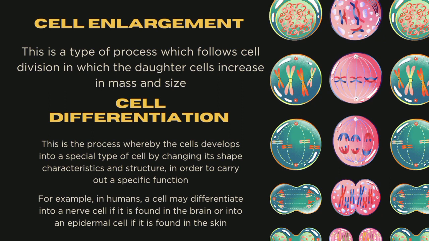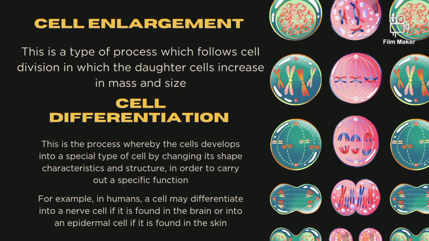Cell enlargement. This is the process which follows cell division, in which daughter cells increase in mass and size. Cell differentiation. Here, the cell develops into a special type of cell by changing its shape, structure, and characteristics in order to carry out a specific function. For example, in a human being, a cell may develop into a nerve cell if it is found in the brain, or into an epidermal cell if it is found in the skin.